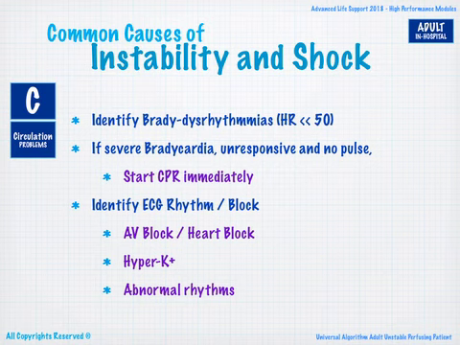The next priority is to identify the ECG rhythm, or what is the block that occurs resulting in a low heart rate. This may be primarily a block within the heart, commonly due at the AV area, sometimes called the AV blocks or the heart blocks, or it may be due to a metabolic cause like hyperkalemia or other abnormal rhythms.